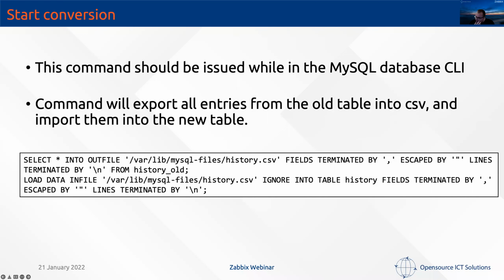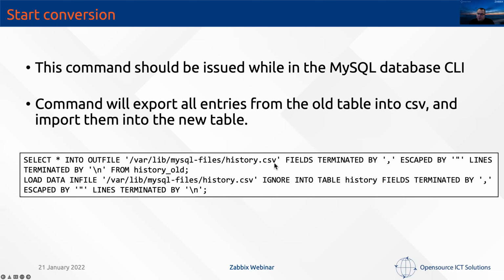So on the website of Zabbix, there are all the commands, but it is basically SELECT everything INTO OUTFILE. So we are exporting it into a CSV file with comma delimited. We are escaping, etc. And we are doing this, let me find my cursor, from one history_old table. So here's all the historical data, and that's the old table.